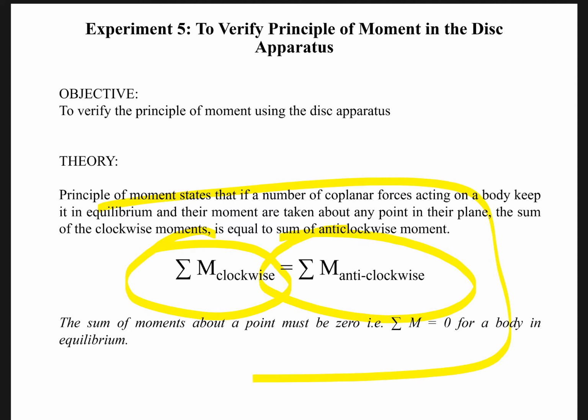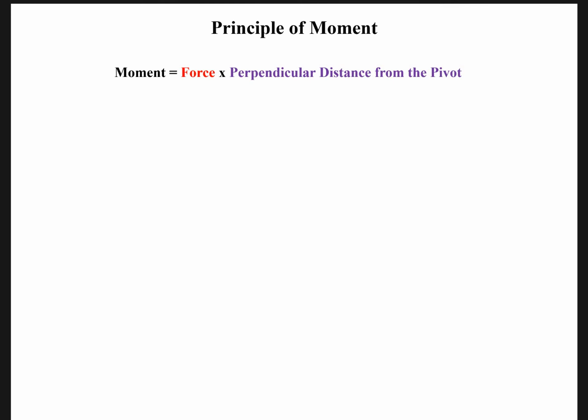So this principle states that the clockwise moments should be equal to the anti-clockwise moments if a system is achieving equilibrium, right? And their sum about a point must be equal to 0. Moment is basically a product of force and the perpendicular distance from the pivot, which is the moment arm.